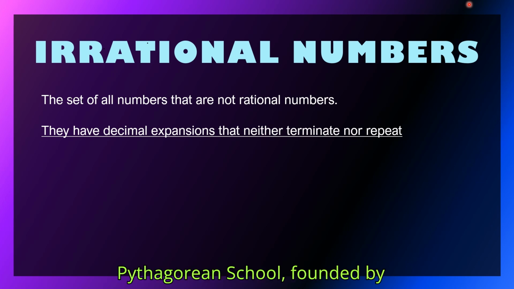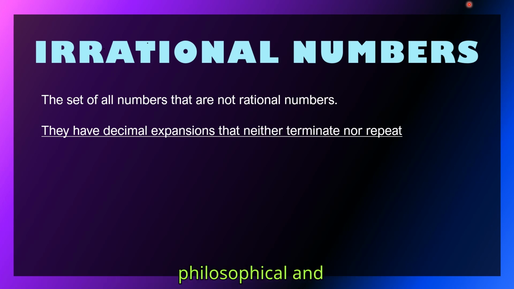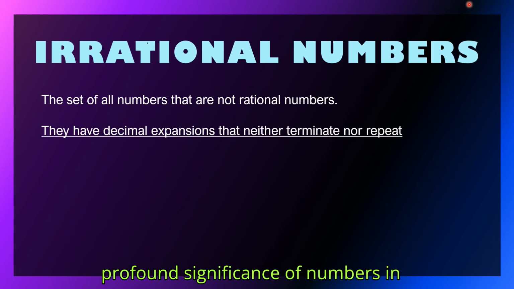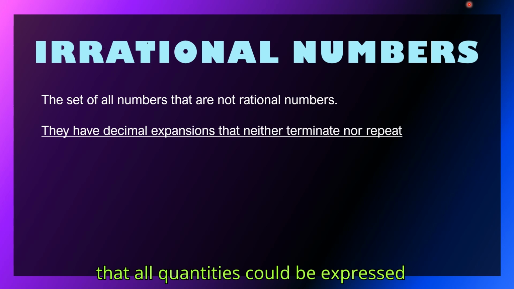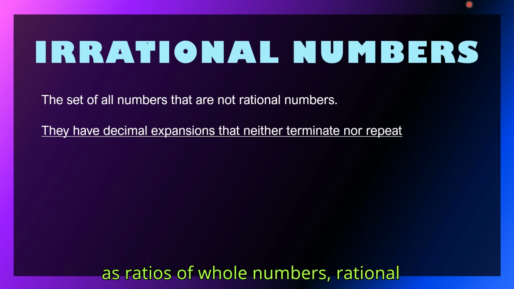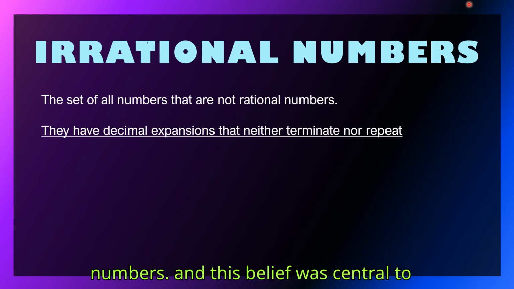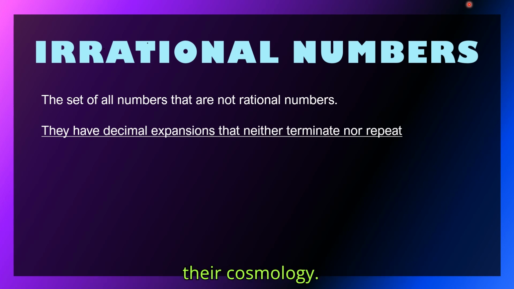The Pythagorean school, founded by Pythagoras, was a philosophical and religious community that believed in the profound significance of numbers in understanding the universe. They held that all quantities could be expressed as ratios of whole numbers, rational numbers, and this belief was central to their cosmology.